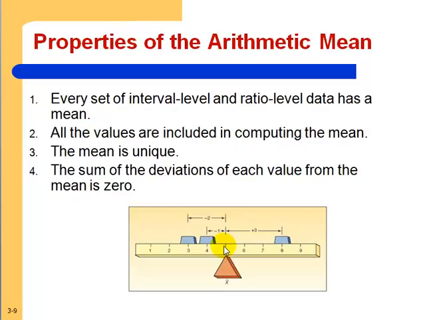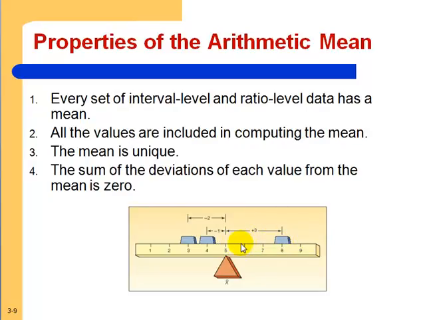We get 5. So we set the balance point at 5, and that's the mean of these three numbers, 3, 4, and 8. So we would find that the board is balanced perfectly. The deviation below the mean, 3 and 4, is equal to the deviation above the mean.